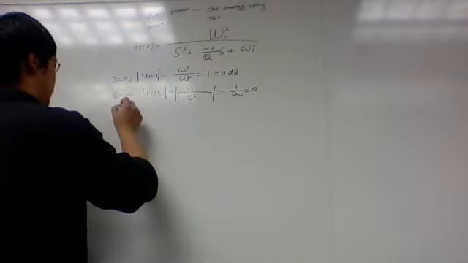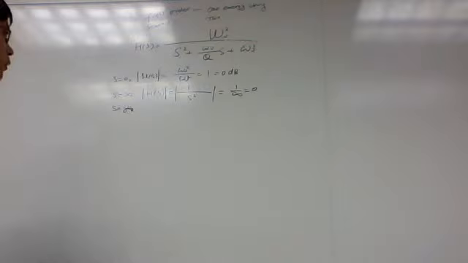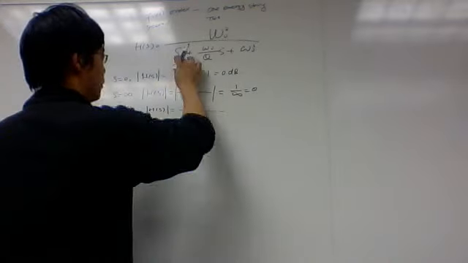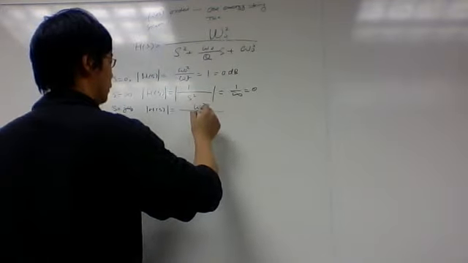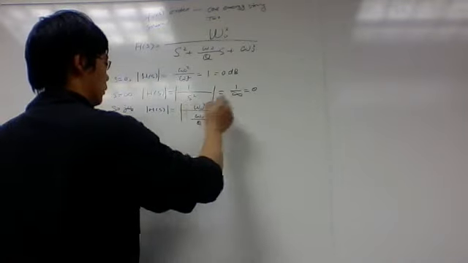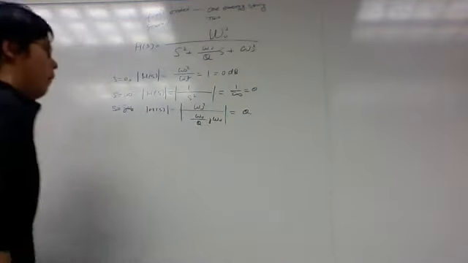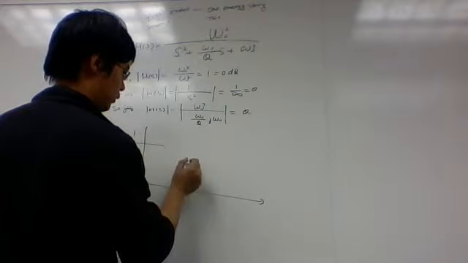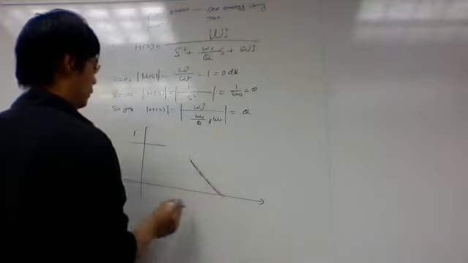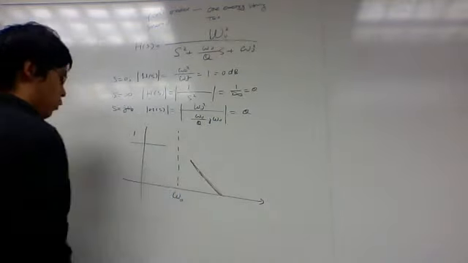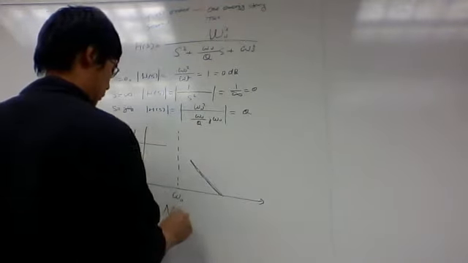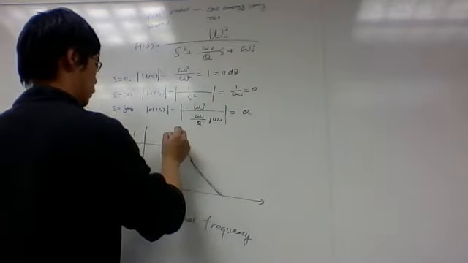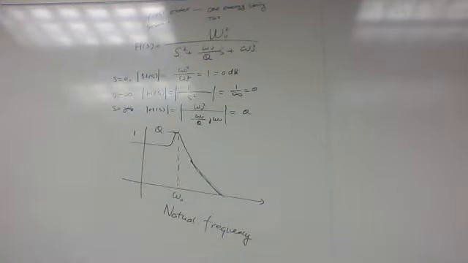Another case is s equal to j omega 0. H of s then, if it's j omega 0, that cancels this part, so that will be omega 0 squared over omega 0 squared times j Q, so the magnitude will be Q. So you will see something starting from 1 and then going finally to 0. We call omega 0 the natural frequency. So you have a peaking somewhere.